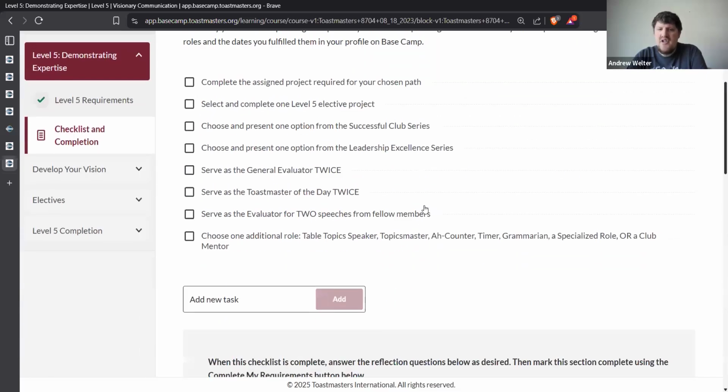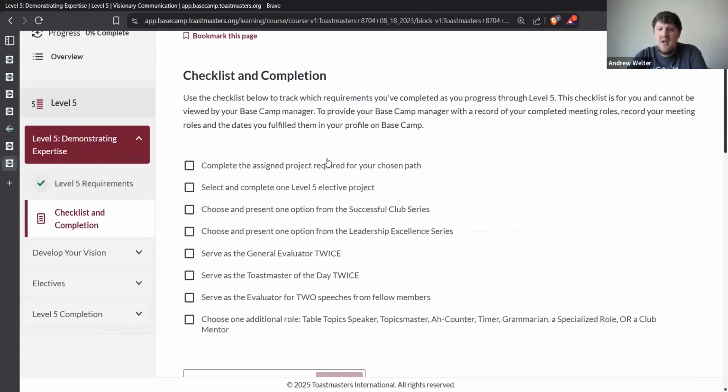And then you have your checklist. And again, they do make sure that they emphasize the twice.